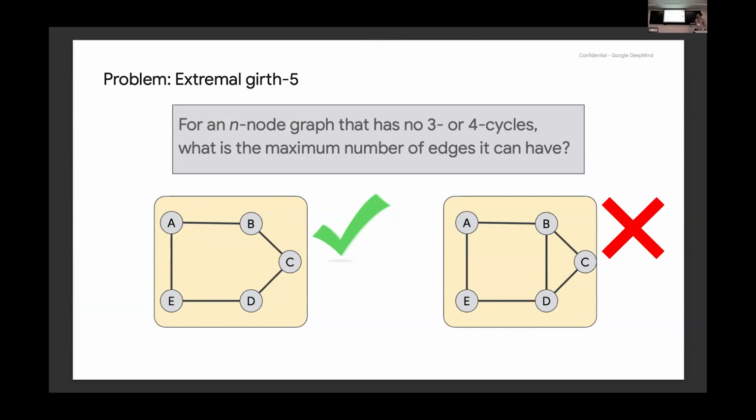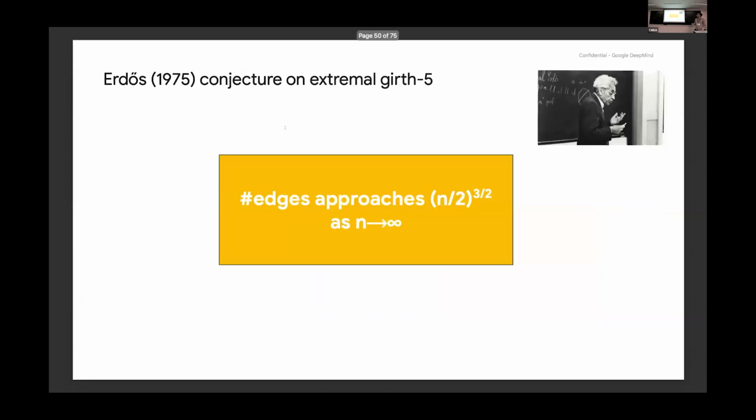But if you remove one edge, then you get this new graph, which is acceptable because it has no 3 or 4 cycles. So the answer for n equals 5 is exactly 5. By exhaustive search, you can see that you cannot have a graph with more than 5 edges. This is easy for 5, 6, 7, 8, 9, 10. But as you increase the number of nodes, the searches become so large that you cannot do exhaustive search.